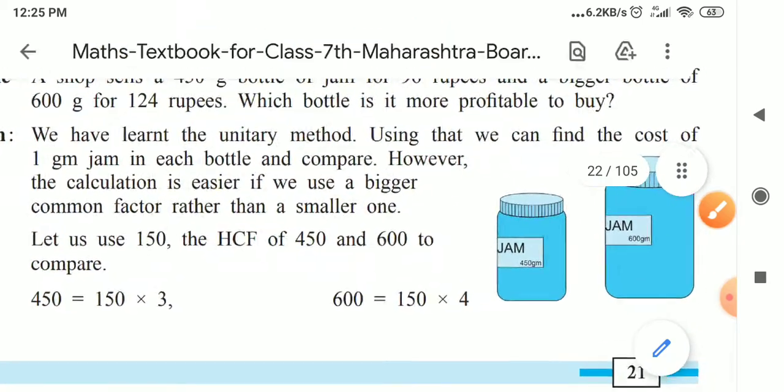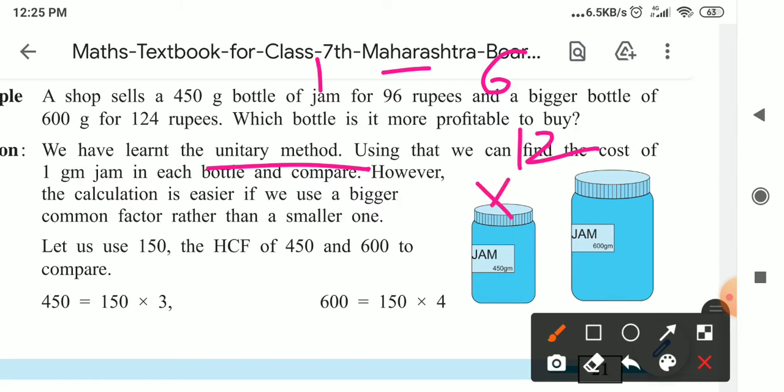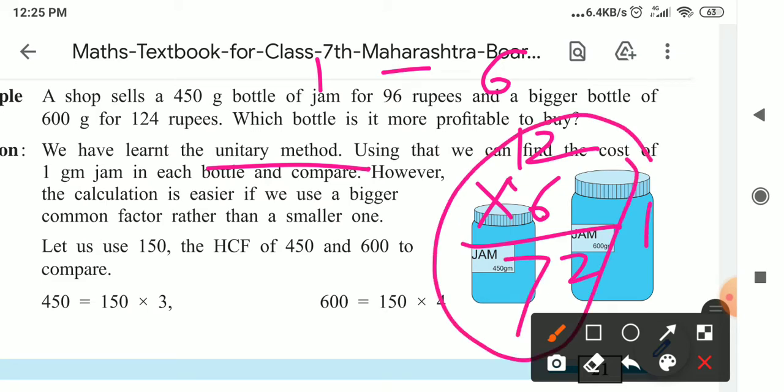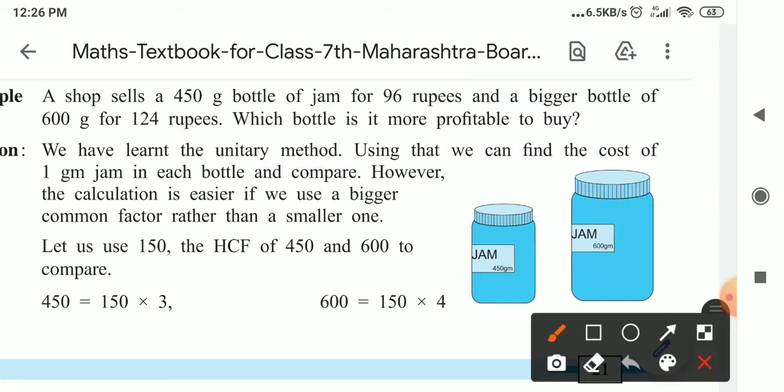We have learned the unitary method. Unitary method means if the price of one banana is 6 rupees, then what is the price of 12 bananas? So we can find this by using the unitary method. If one banana's cost is 6, 12 bananas cost is equal to 6 twos are 12, 1 carry, 6 ones are 6 plus 1, 72 rupees. Actually it is not like that, but we are just taking an example. So this is the unitary method.